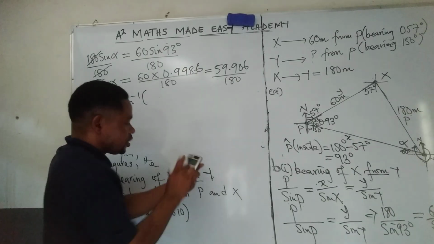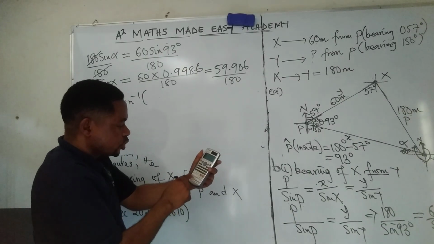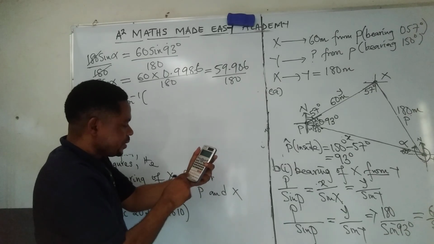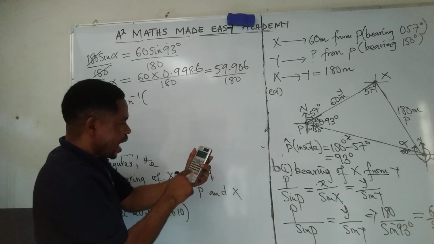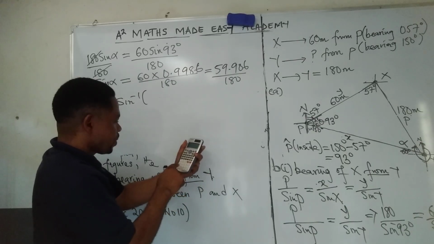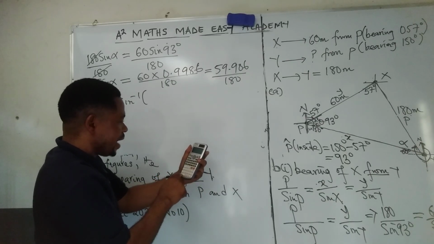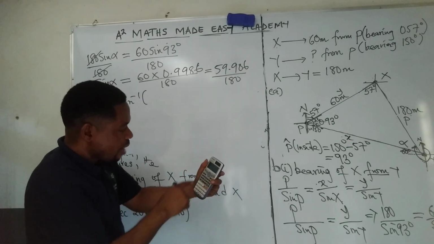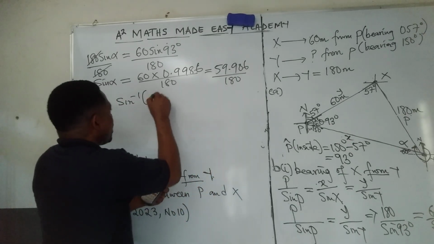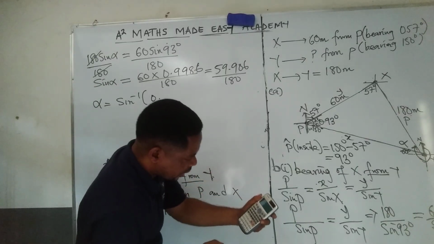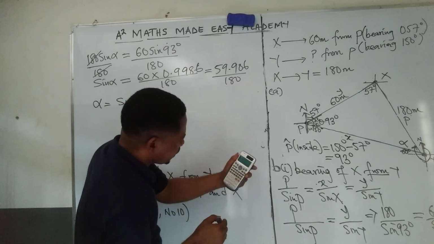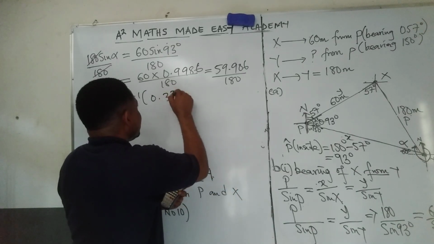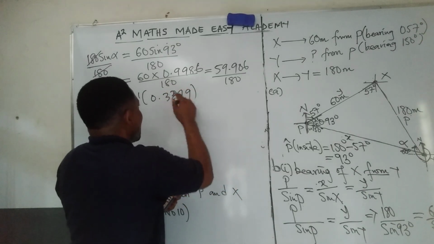Now I want to divide this by 180. I want you to watch. It will now give me 59.906 divided by 180. You take it gently and know exactly what the answer is. Now look at it now. It will give me 0.33233, and that is the answer.